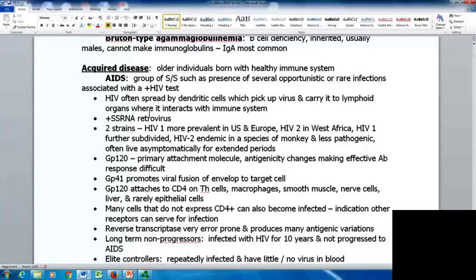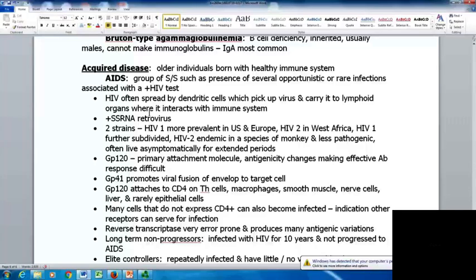So the HIV virus is a positive sense single-stranded RNA retrovirus. There's 2 strains. HIV-1 is more prevalent in the US and Europe. HIV-2 in West Africa. HIV-1 can be further subdivided into different groups. HIV-2 is endemic in a species of monkeys and is less pathogenic. Some of these individuals can often live asymptomatically for extended periods.